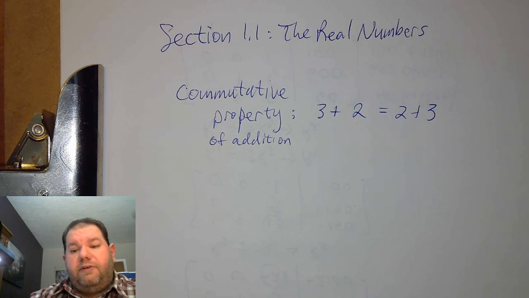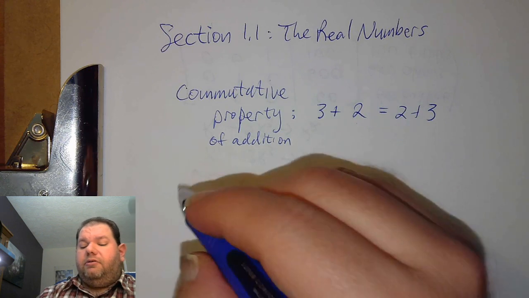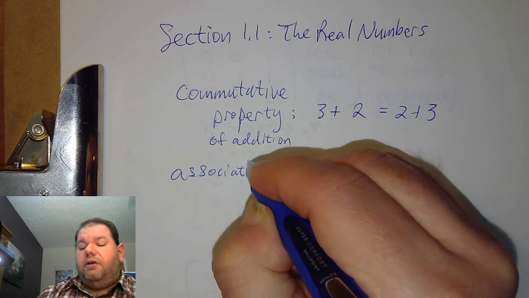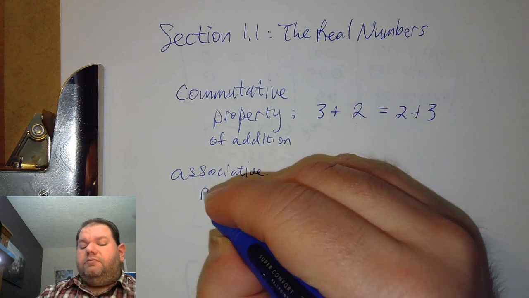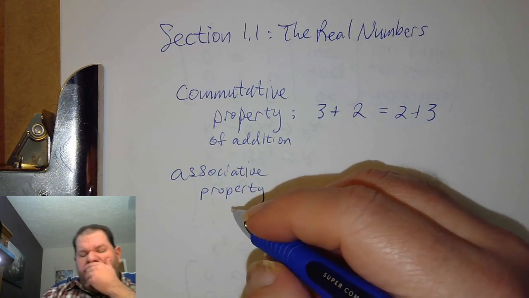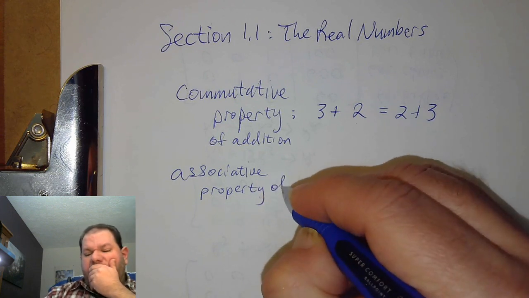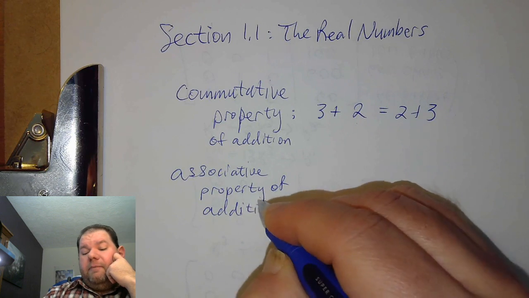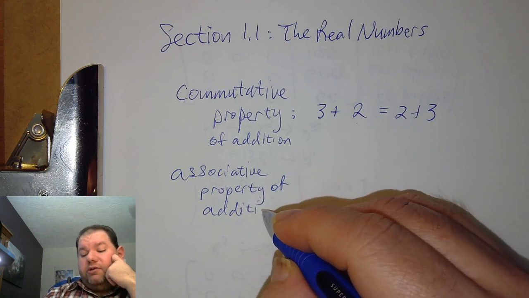Similarly, we have an associative property of addition. And I believe they work for multiplication as well, but not division or subtraction.